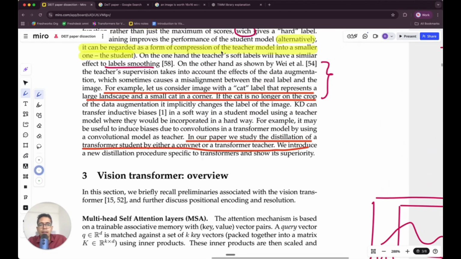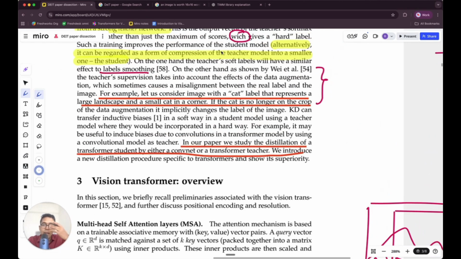So technically, although label smoothing can appear similar to the teacher's softmax labels, that is not exactly the case, especially for these examples of data augmentation. So for example, let's consider an image with a cat label that represents a large landscape and a small cat in the corner. If the cat is no longer in the crop of the data augmentation, it implicitly changes the label of the image. KD can transfer inductive biases in a soft way into a student model using a teacher model, where they would be incorporated in a hard way.